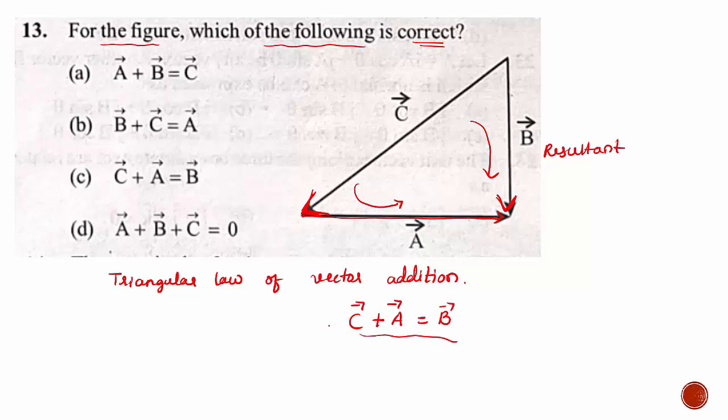Because according to the law of triangle, if two vectors are represented as the sides of a triangle, then the resultant vector is represented on the third side of the triangle but taken in the opposite direction. So we can write the condition vector C plus vector A equal to vector B. So option C is the right answer.